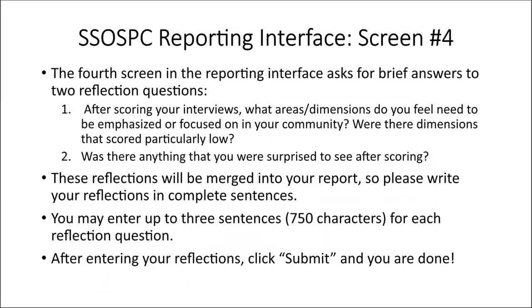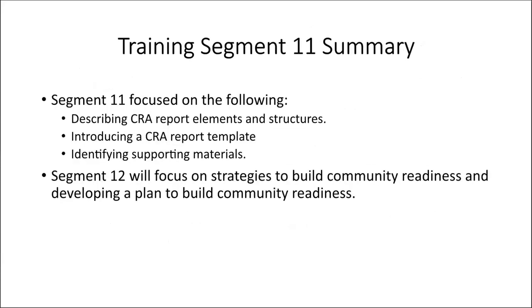Screen 4 in the reporting interface simply asks for brief answers to 2 reflection questions. The first is, after scoring your interviews, what areas or dimensions do you feel need to be emphasized or focused on in your community? Were there dimensions that scored particularly low? And was there anything that you were surprised to see after you scored? These reflections are going to be merged into your report, so please write your reflections in complete sentences. For each of those questions, you may enter up to 3 sentences, right around 750 characters total for each of the questions. After you've entered your reflections, simply click Submit, and you are done.